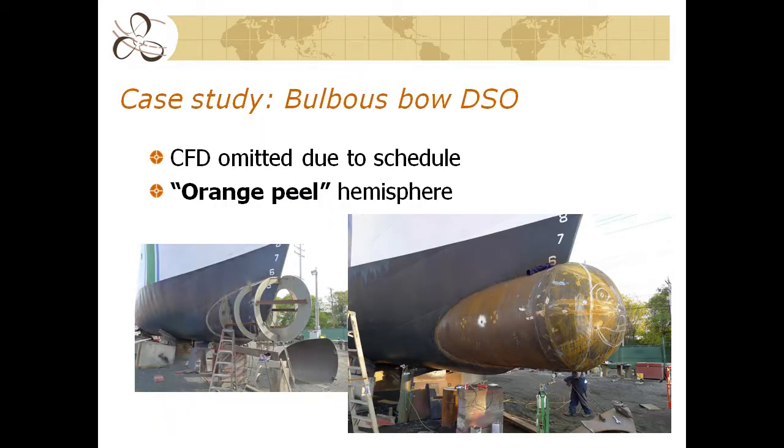They used a simple framing system to add this. It was completely external to the watertight integrity of the hull. They decided that they didn't have time for any additional CFD. They were just going to go with what they had, and they used what they called an orange peel approach for creating the hemisphere itself. And if you can see, somebody very cleverly put a big happy face on the front of that.